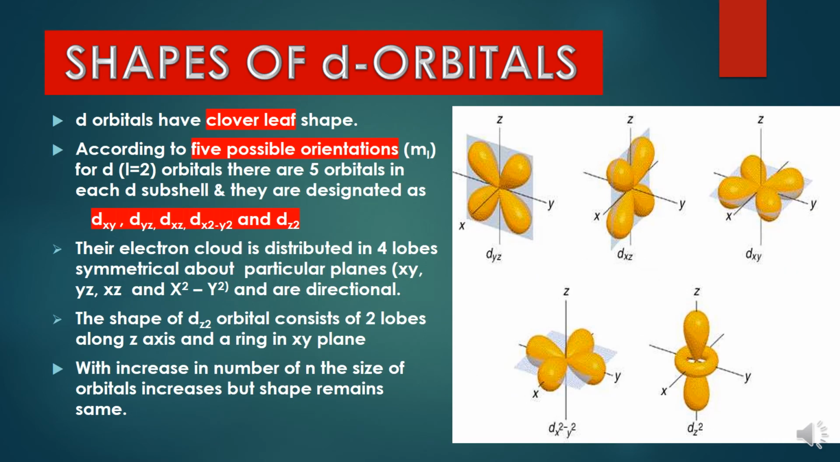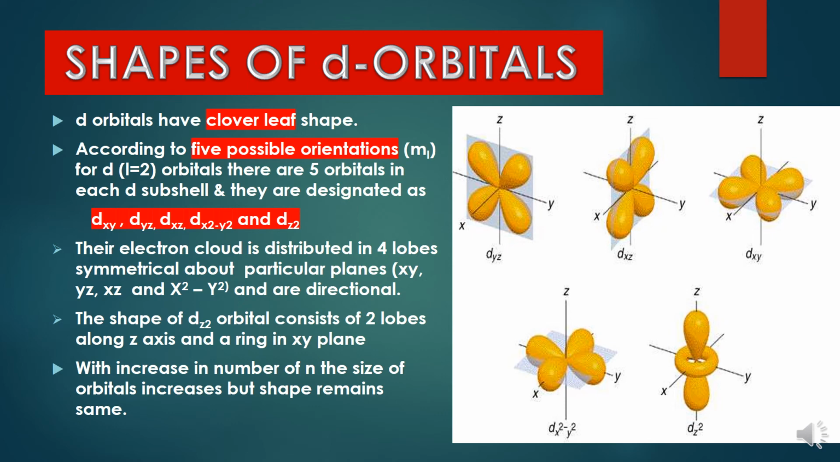Next is the shapes of d orbitals. So d orbitals have a clover leaf like shape, as you can see here in the figure, and as you know, d orbitals have a value of L, the azimuthal quantum number, 2. So for L = 2 we have 5 orientations possible: -2, -1, 0, +1, +2. So for these 5 possible orientations, each d subshell has 5 d orbitals, and according to their orientations, these are designated as dxy, dyz, dxz, dx square minus y square and dz square.